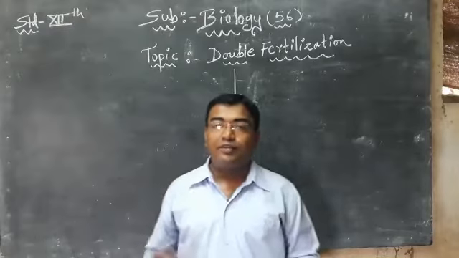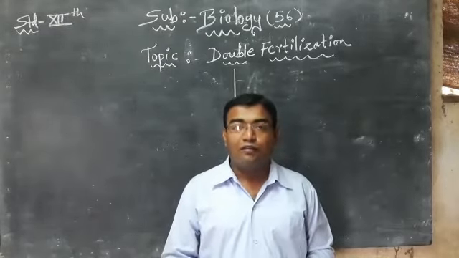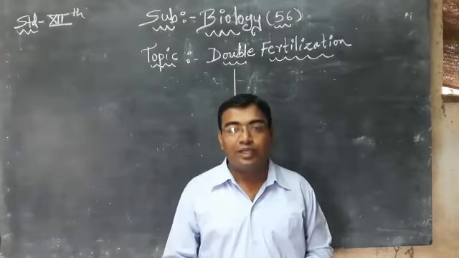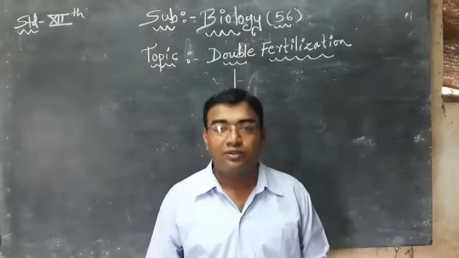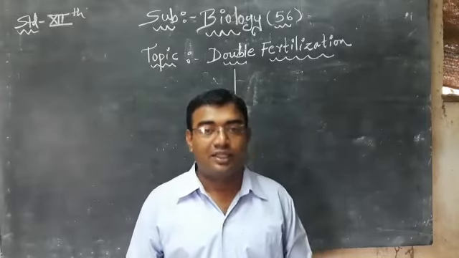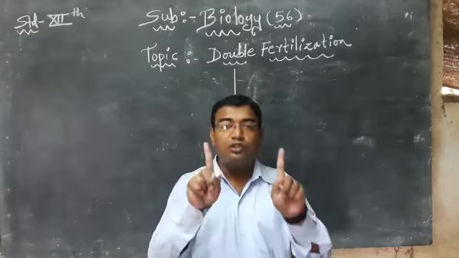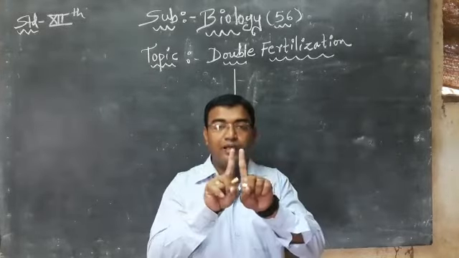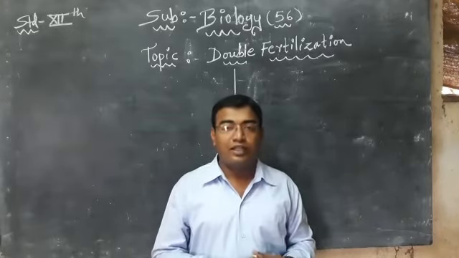Before we begin with the topic of double fertilization, we should know what fertilization is. Fertilization is the fusion of the male gamete with the female gamete for the production of a zygote. The zygote is a diploid cell. There is a fusion of two different gametes, male gamete and female gamete, together to form the zygote. This process is termed fertilization.